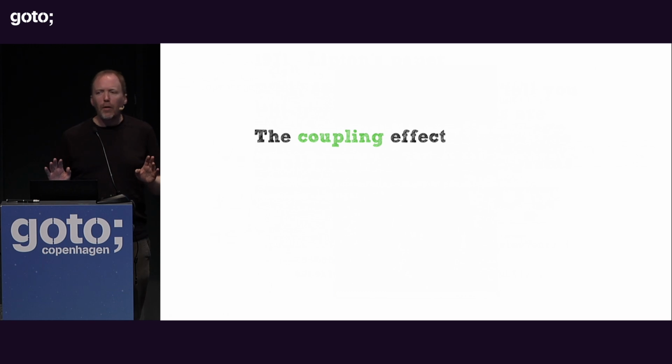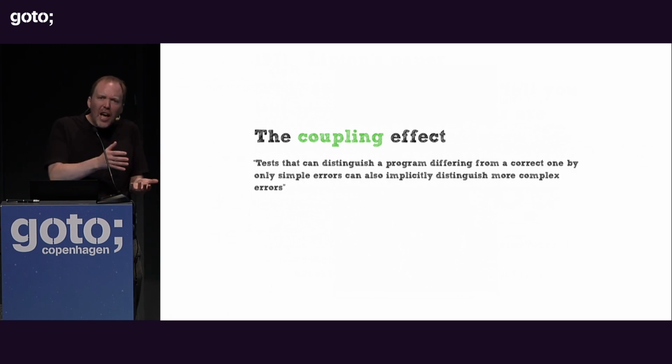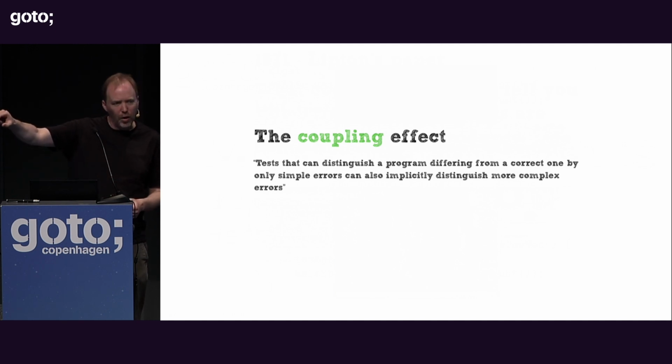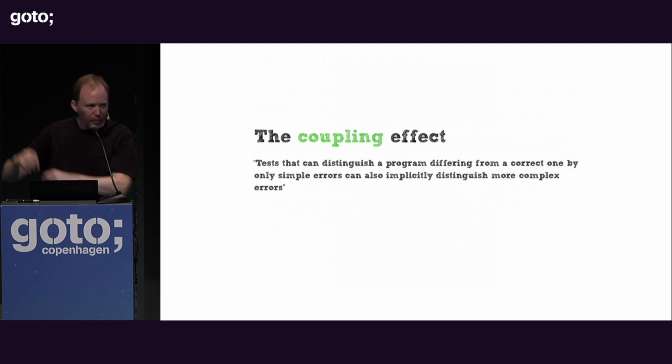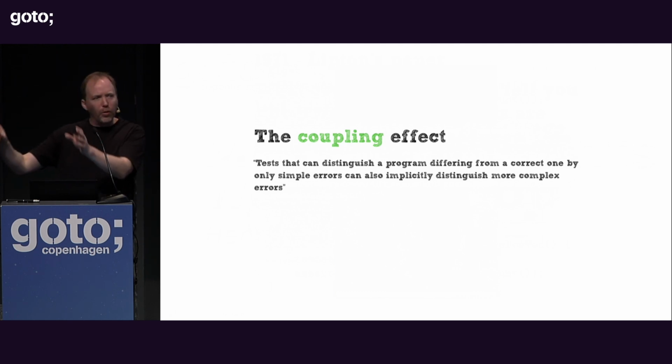But that's okay. We have a second hypothesis that kicks in called the coupling effect. What this basically says is, if you've got a test that can find a little tiny bug in an area of code, the same test will find a whopping great complex bug in the same location. Or other bugs apart from your small bug at the same place.